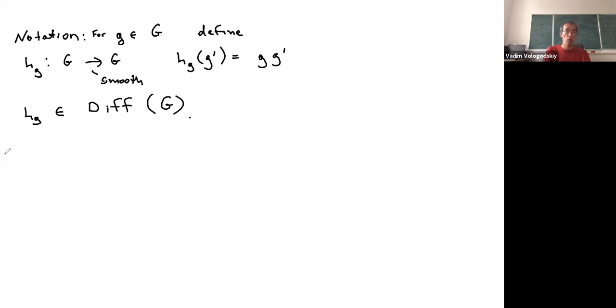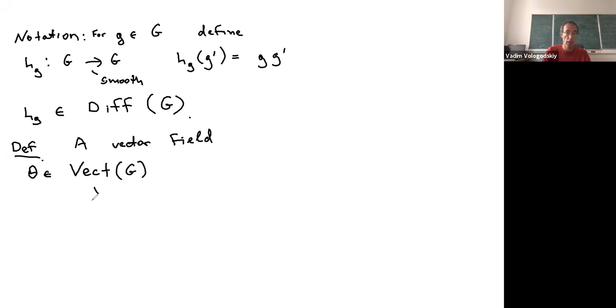So now a key definition is the following. So a vector field, well, I will call it theta, and let me use the following notation for the space of all vector fields on a manifold, Vect G. So the space of all vector fields.